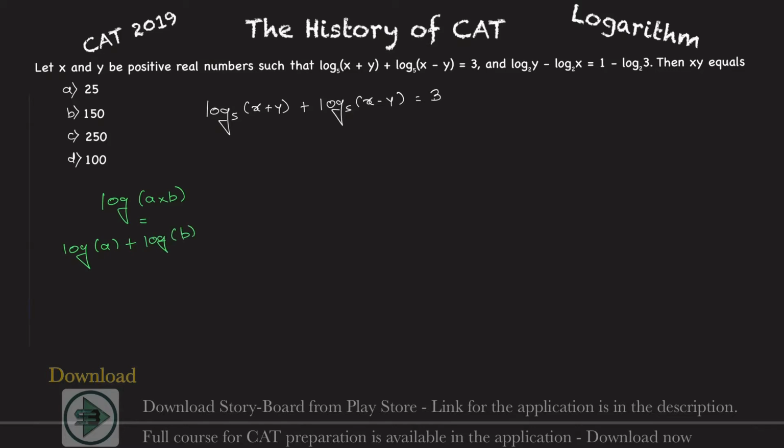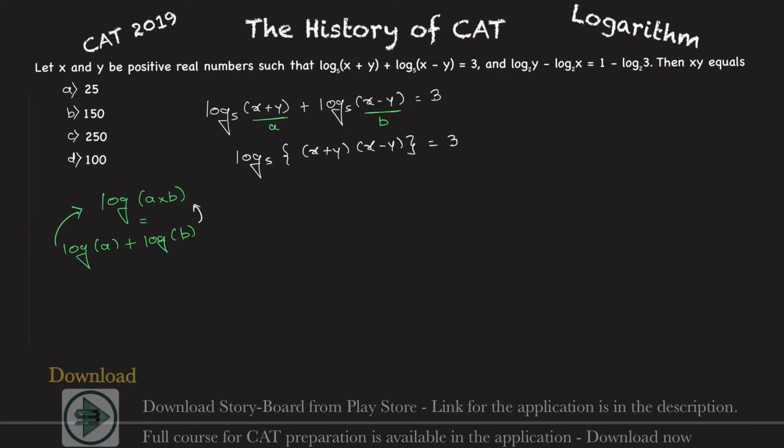What is being given to me here? Now consider this to be an a and this to be a b. The base is the same, 5, so that should not be a worry to us. So this is my a and this is my b: log a plus log b. If I go in reverse, this will be equal to log of a into b, and that's what I'll do. This will be written as log to the base 5 of a into b, which means (x plus y) into (x minus y) is equal to 3. So I just applied the reverse of this formula.